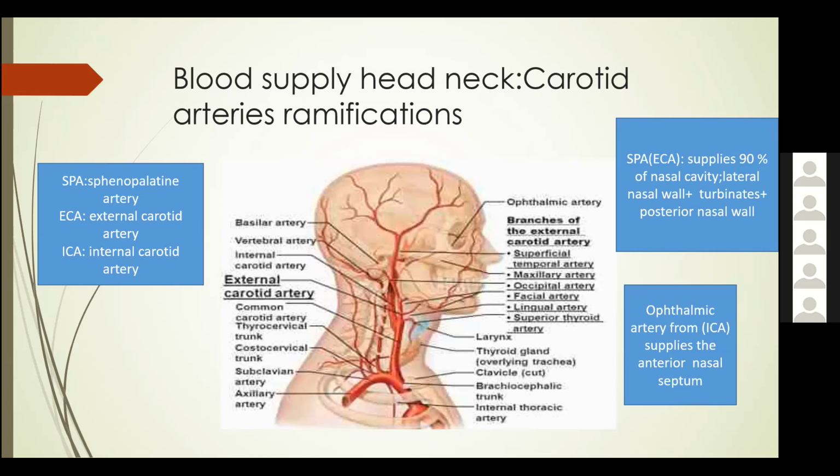This supplies 90% of the nasal cavity: the lateral nasal wall, the turbinates, and the posterior nasal wall. Now, the ophthalmic artery, which is derived from the internal carotid, supplies the anterior nasal septum. So you can see how there's overlap between the external and internal carotid arteries in terms of supplying the nose. That also determines the management of some of the complicated bleeds, which I shall come to later on.